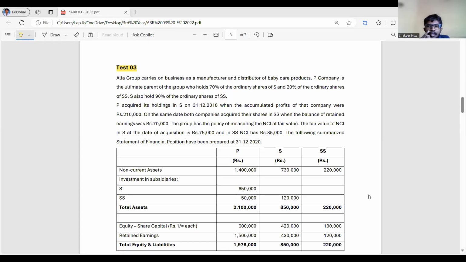So today we are going to discuss test number 3 with you. Can you see my screen? I think it's visible.